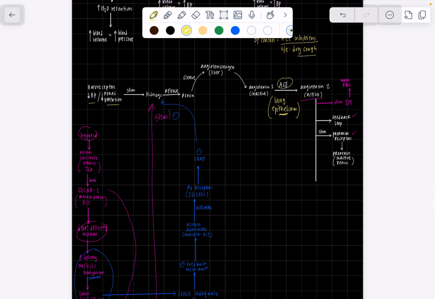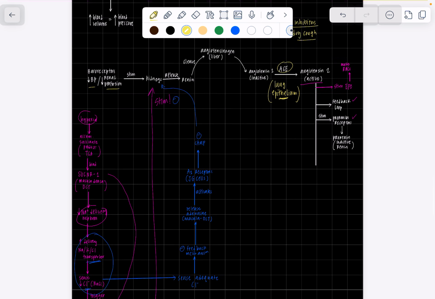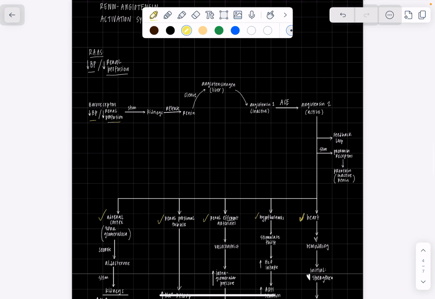But that concludes our explanation on RAAS, how it's activated, and the details of how it works.